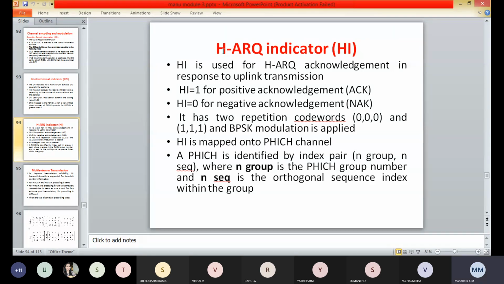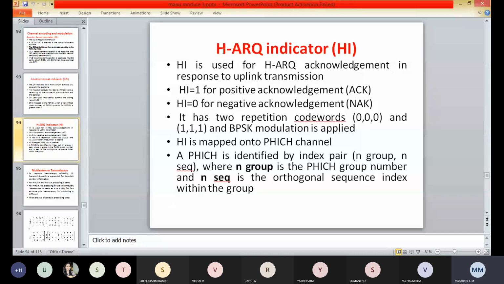So it has two repetition code words, that is 0, 0, 0 and 1, 1, 1. And for the BPSK modulation, here the BPSK modulation is applied, where HI is mapped on the PHICH physical channel. So here a PHICH channel is defined by the index pair, that is n group comma n sequence, where n group is the PHICH group number and n sequence is the orthogonal sequence within the group.